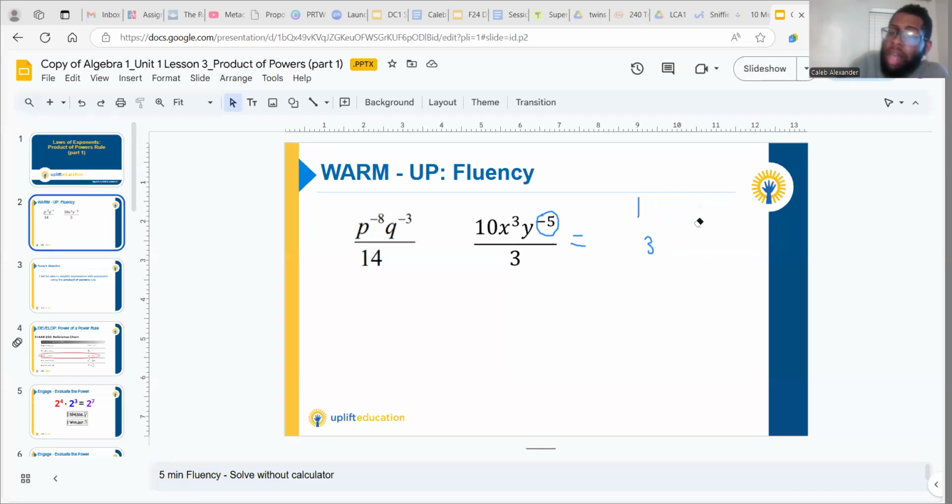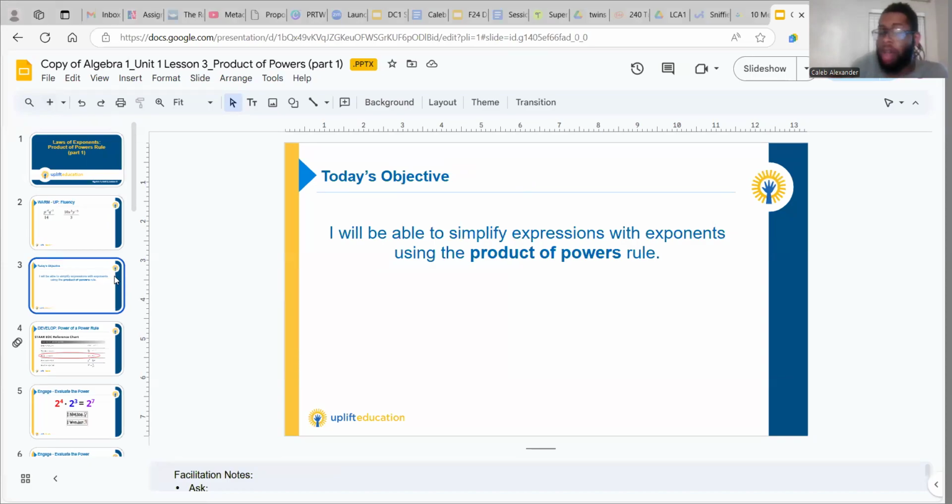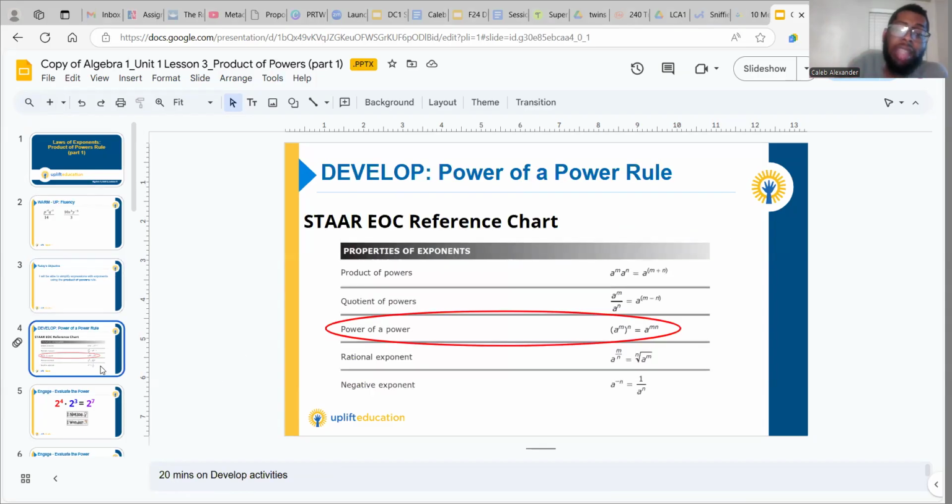And so you should all have had the answers for both problems, right? So now we're going to go into our lesson. We're going to continue on our laws of exponents. Today we're only going to cover the power rules.